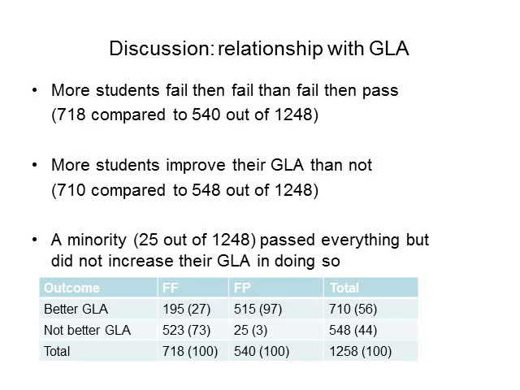On the other hand, more students improve their GLA, whatever the outcome in the second semester, than not, with 710 managing to improve their GLA compared to 548 out of 1,248. Finally, we see a small minority, 25 out of 1,248, passing everything in semester 2, but not increasing their GLA in doing so.